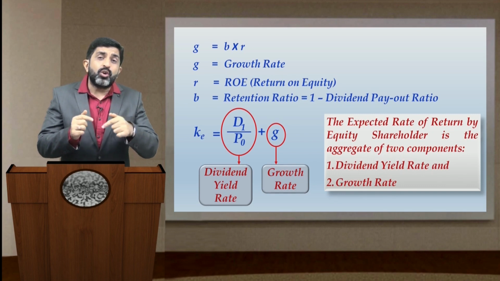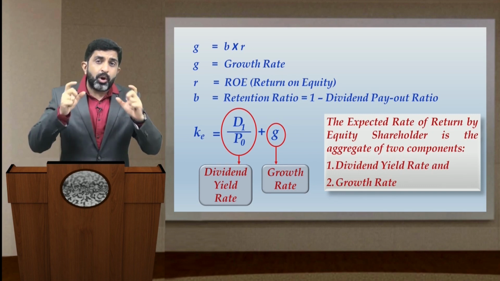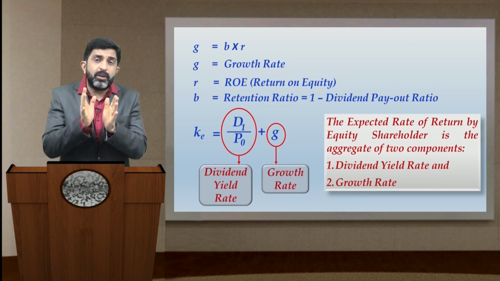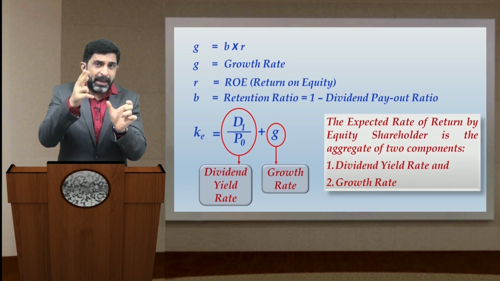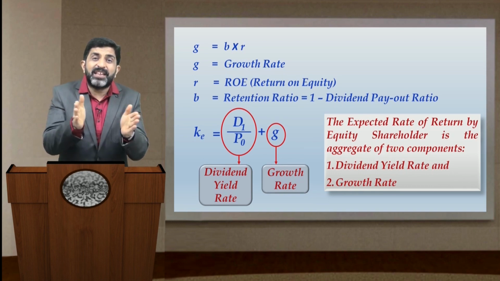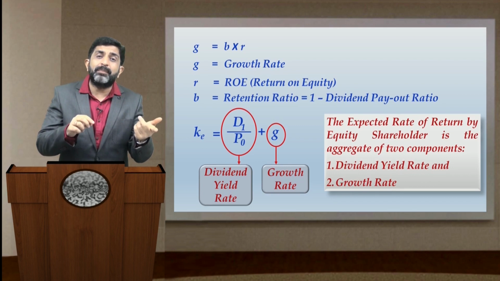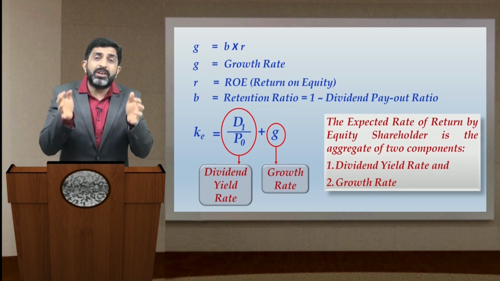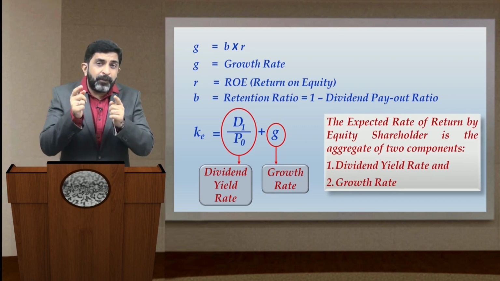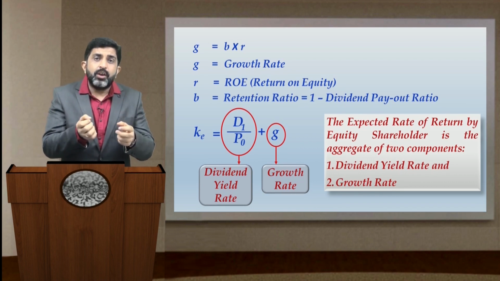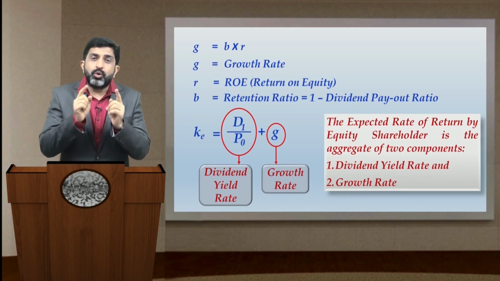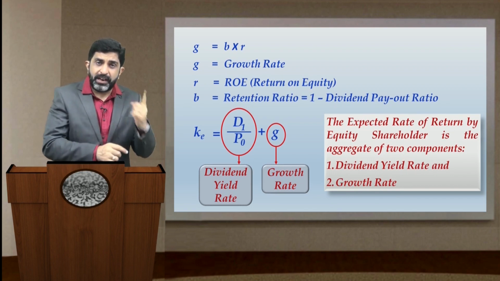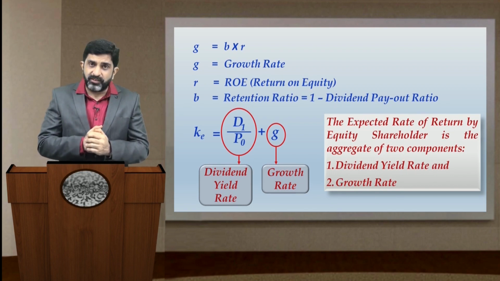Friends, in the Gordon's model, the base model formula, P0 equals D1 upon KE minus G. Just imagine, if KE and G are same, what will happen? The denominator will become 0. You will not be able to determine the value of the share. If KE is less than the growth rate, what will happen? The whole calculation will become negative. That means to have some value of the share, KE has to be greater than the growth rate. That is the first assumption under Gordon's model.